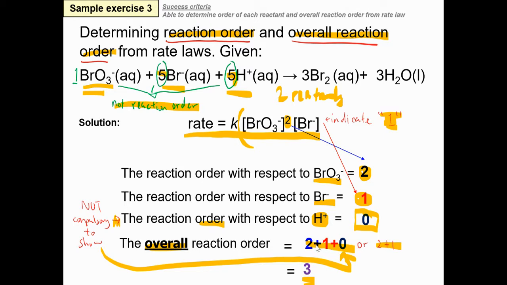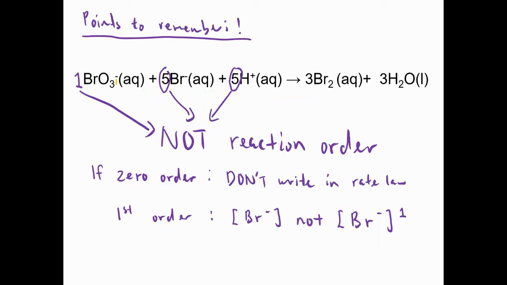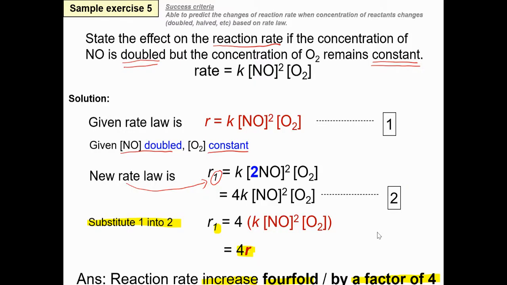Now let's move on to the next one. So points to remember. Coefficients are not the reaction order. If zero order, don't write it in the rate law. If first order, do not label power 1. Now we go to another exercise.